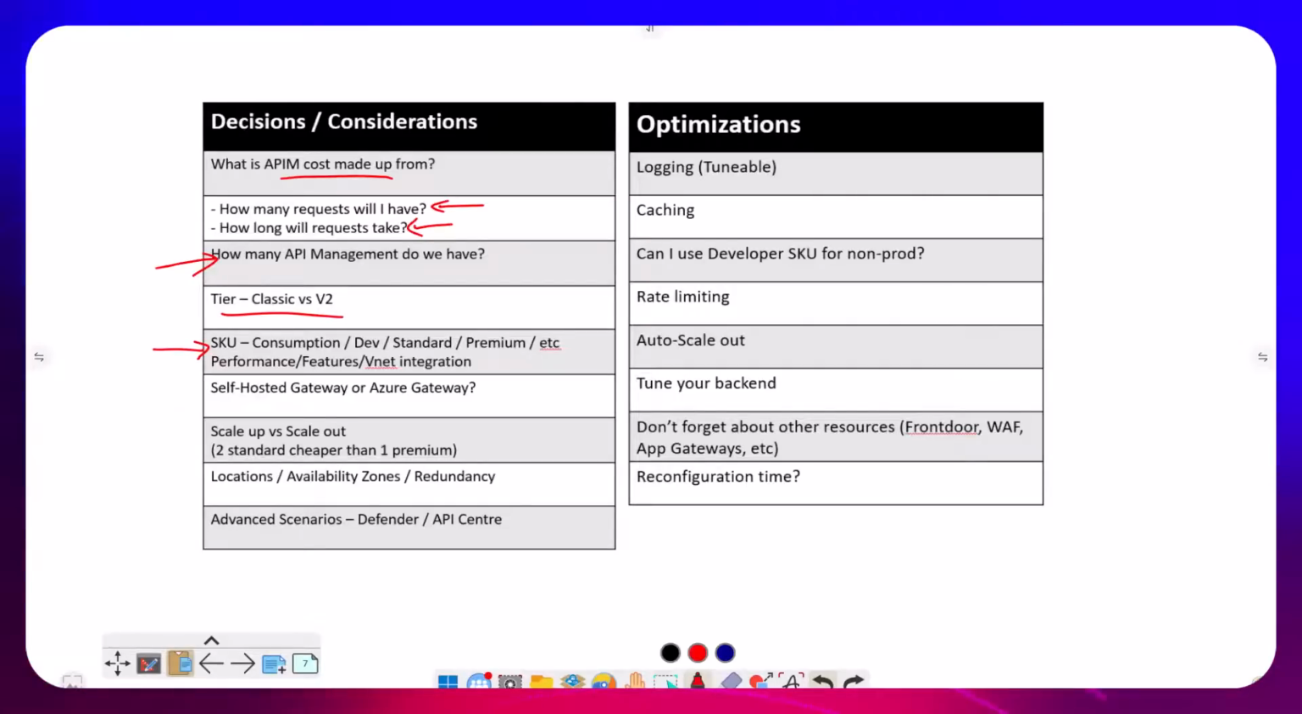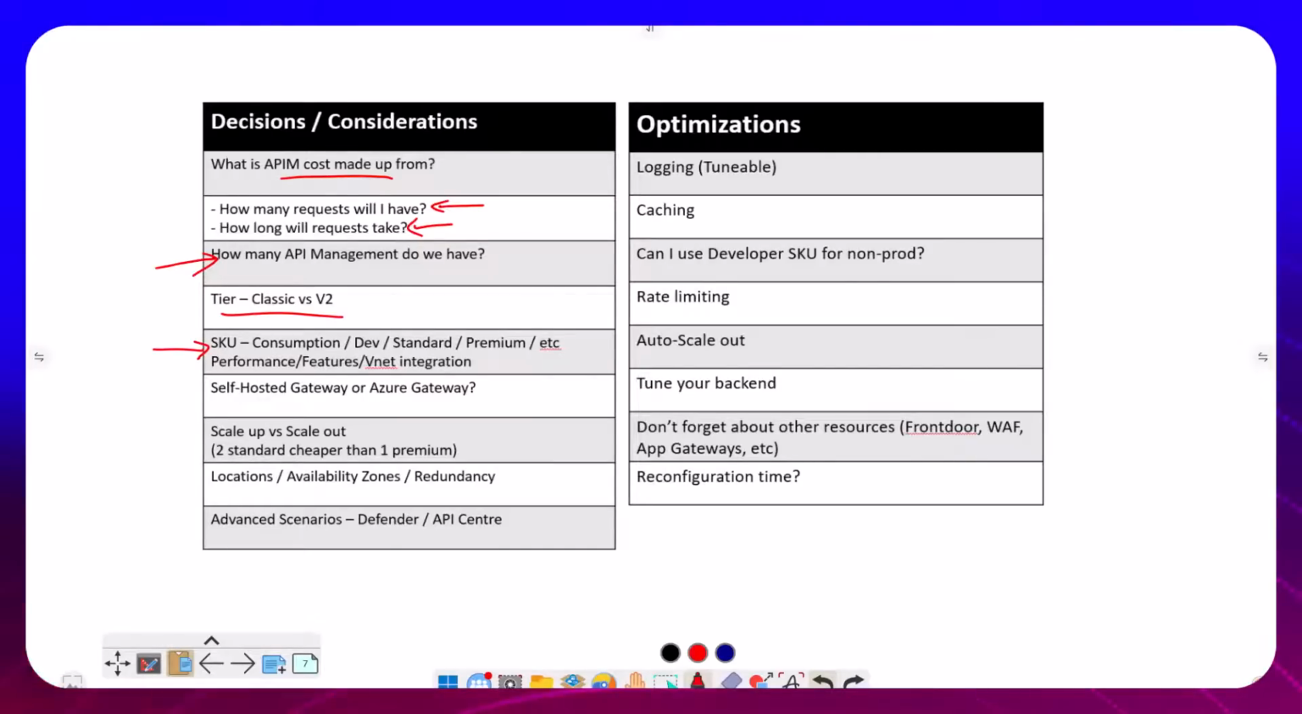But then the question becomes, what about other environments and things like production? So in production, it's going to come down to things like which are the right features that I need. Do I need network integration? Do I need certain performance characteristics or availability characteristics? You would choose between standard and premium.